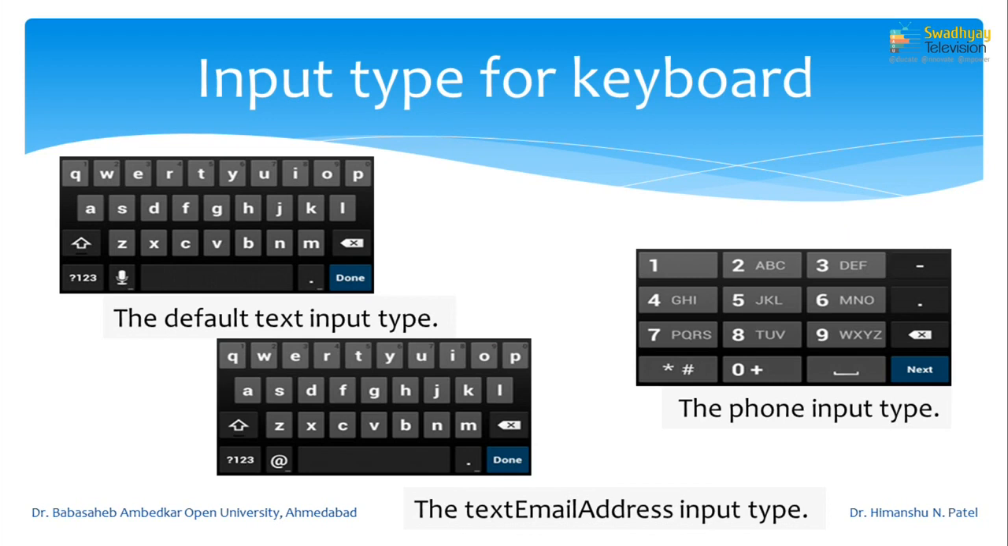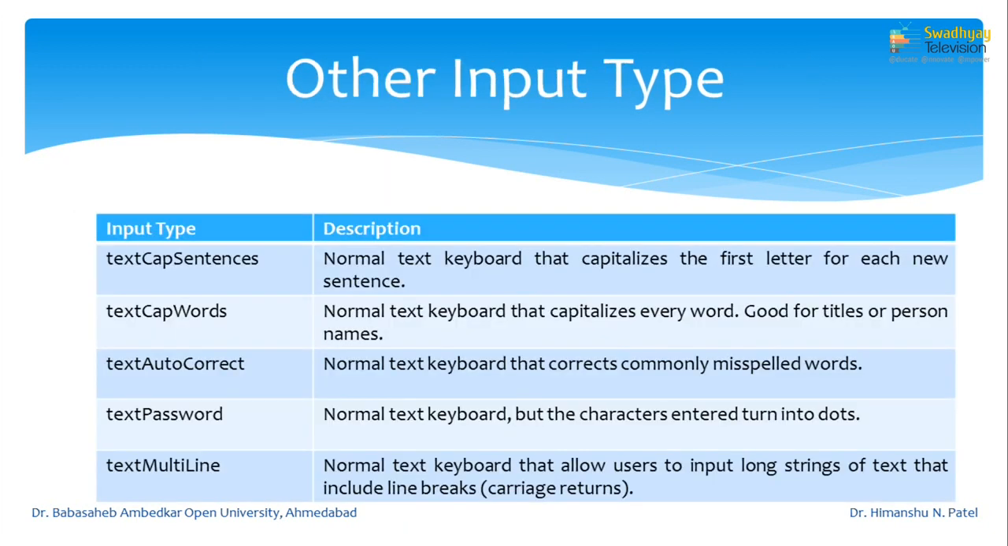You can see different types of keyboards specified by input type. The first is the default text input type, another is the phone input type, and the last is the text email address input type. Here you can see the @ sign, but in the other keyboards you can't see this, and inside the phone input type you can see only digits. This is how you can specify the input type for your text field.